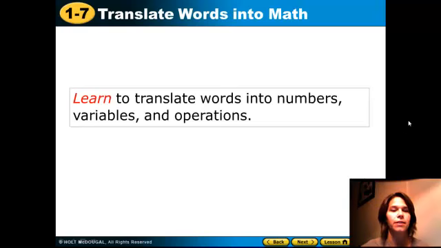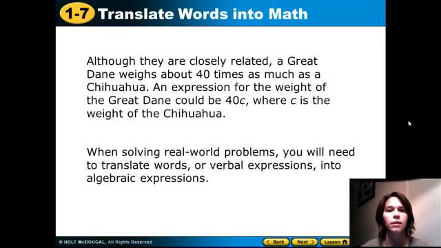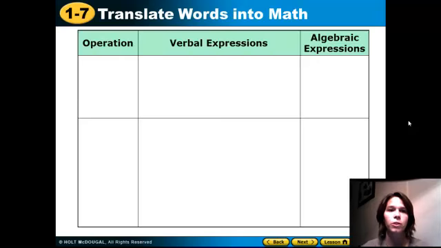Point 7. Learn to translate words into numbers, variables, and operations. Although they are closely related, a Great Dane weighs about 40 times as much as a Chihuahua. An expression for the weight of the Great Dane could be 40C, that's 40 times C, where C is the weight of the Chihuahua. When solving real-world problems, you will need to translate words or verbal expressions into algebraic expressions.